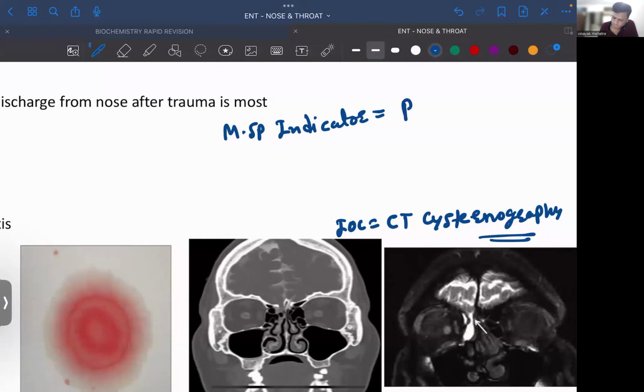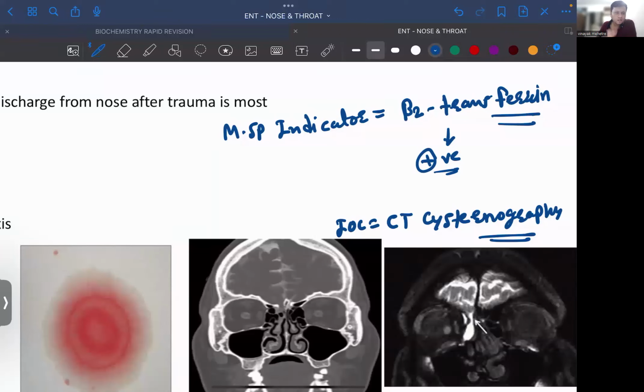That is beta 2 transferrin. Normally in the CSF we do not have beta 2 transferrin. But as soon as, after having trauma, we will see beta 2 transferrin. It will be positive. Sorry, my mistake. In the CSF we have beta 2 transferrin.